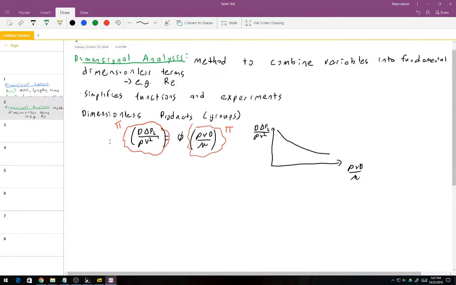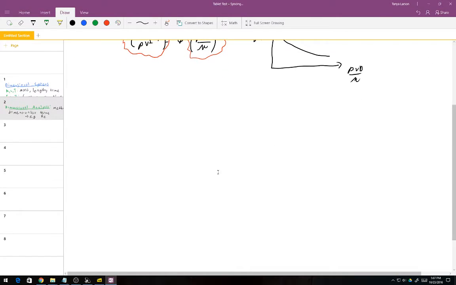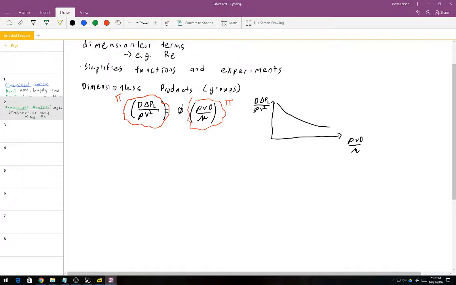Okay, so how did I get this? What I would suggest you do right now, if you're watching this at home, is stop this video and prove to yourself that each of these are dimensionless terms. D delta PL over rho V squared, and then rho VD over mu. So stop the video right now, and then go and prove to yourself that these 2 terms are dimensionless. Okay, so maybe you did stop it, maybe you didn't. That's okay.